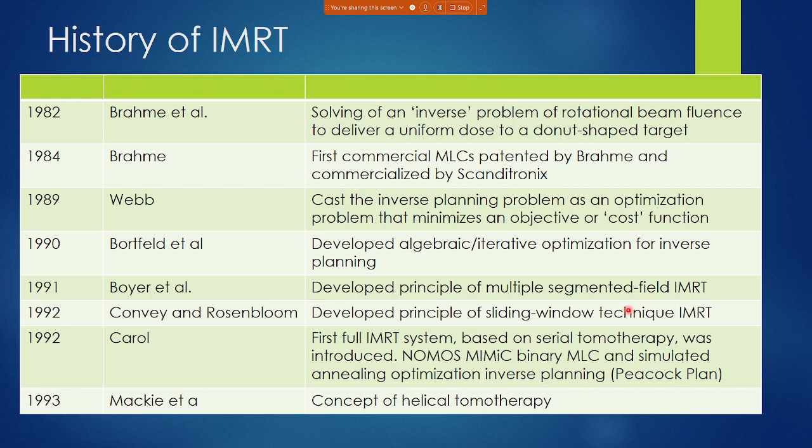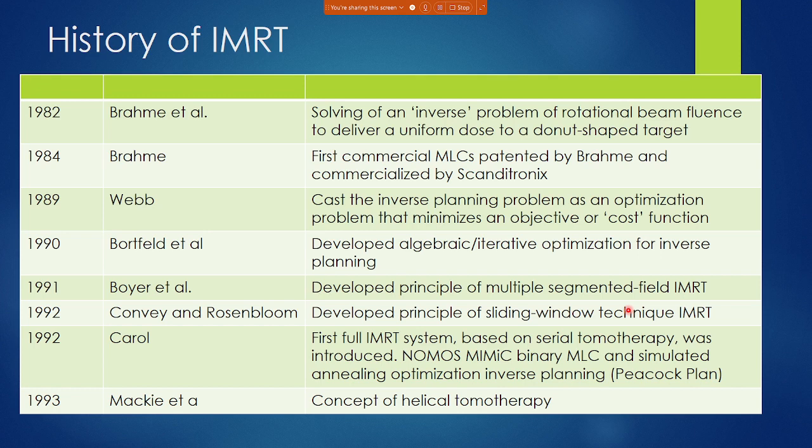which later became a commercial one by Scanditronics. Steve Webb came up with another algorithm, which treats inverse planning as an optimization problem that minimizes an objective cost function. I will talk about that also a little later. Then Bortfeld et al. developed an algebraic iterative optimization algorithm, which was much faster than what was earlier. So this was also incorporated in several planning systems.